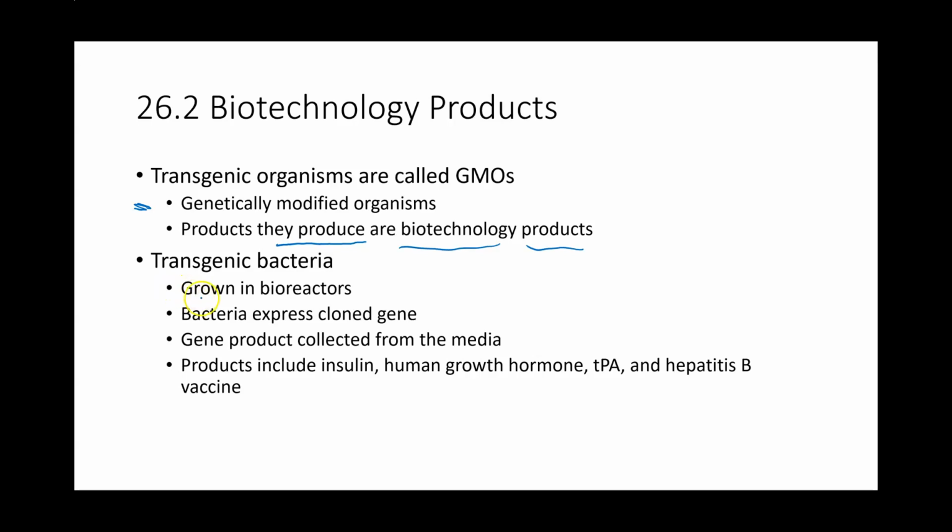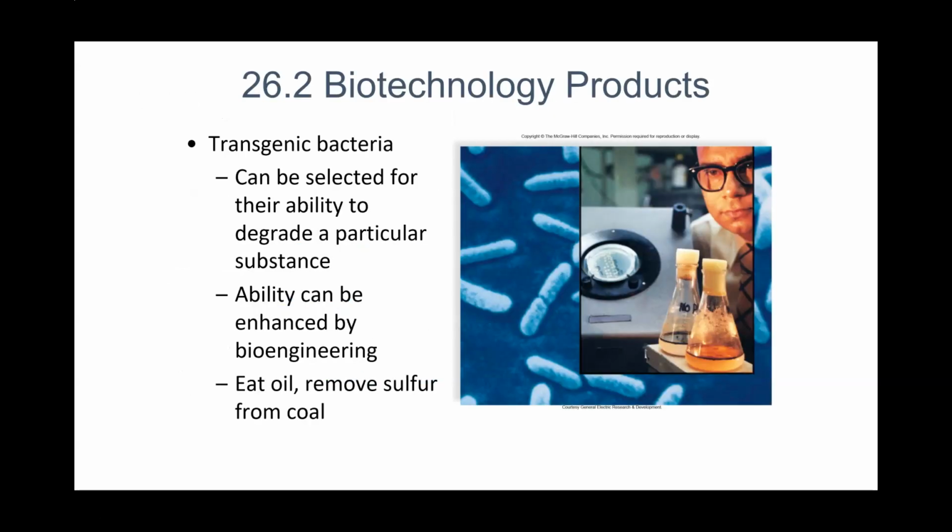Transgenic bacteria can be grown in bioreactors, and they can express genes that are not normal for that species to produce. So things like insulin or human growth hormone are examples of materials that they're going to be able to produce. Transgenic bacteria can also be used as organisms that can degrade substances that they typically couldn't degrade.